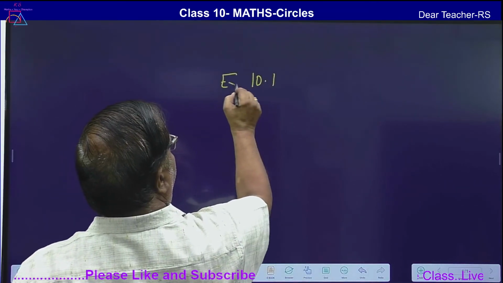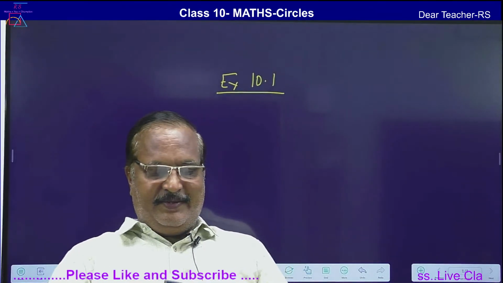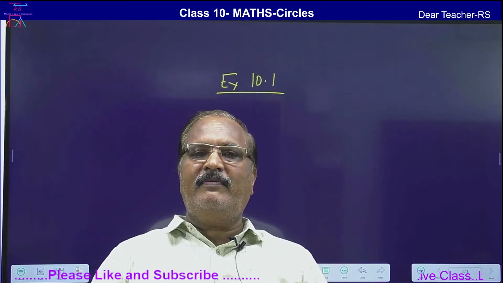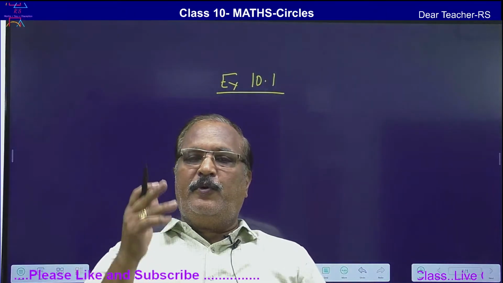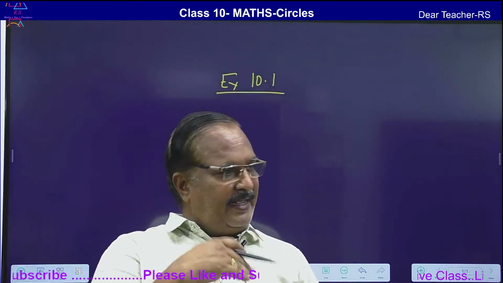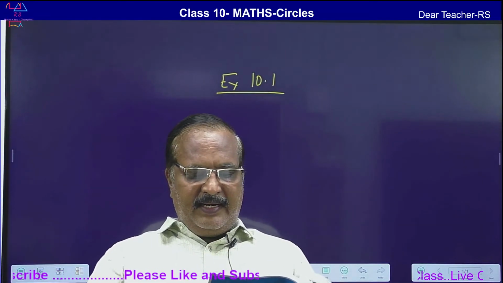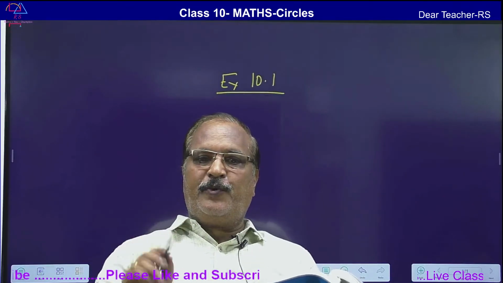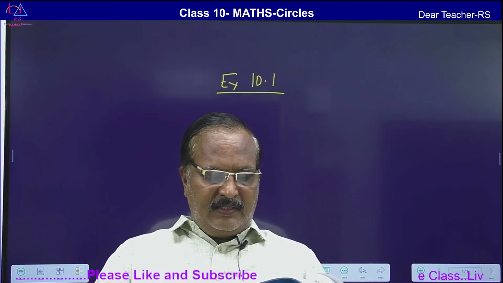Exercise 10.1. You can open your textbooks and see. How many tangents can a circle have? Very simple. I already told you, infinite. As many points as there are on the circle, that many tangents we can draw. Second, fill in the blanks. A tangent to a circle intersects it in dash points. How many points? One point.